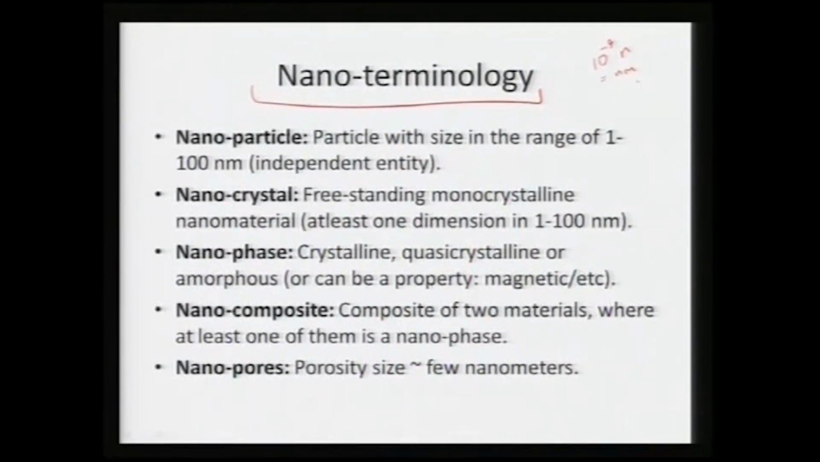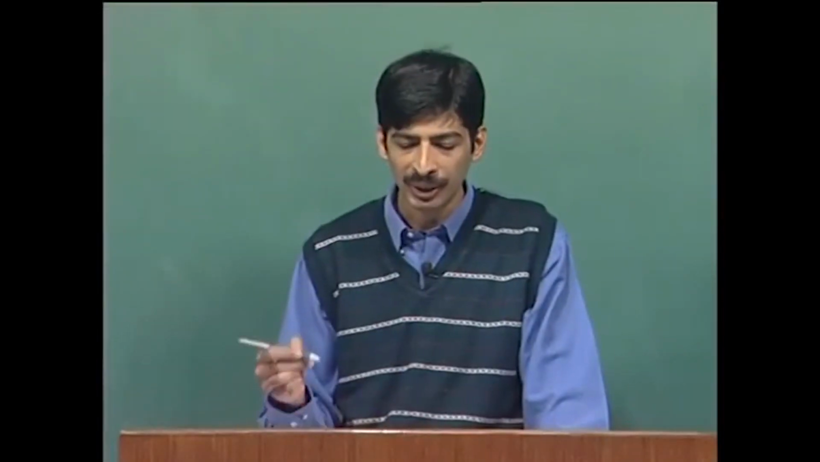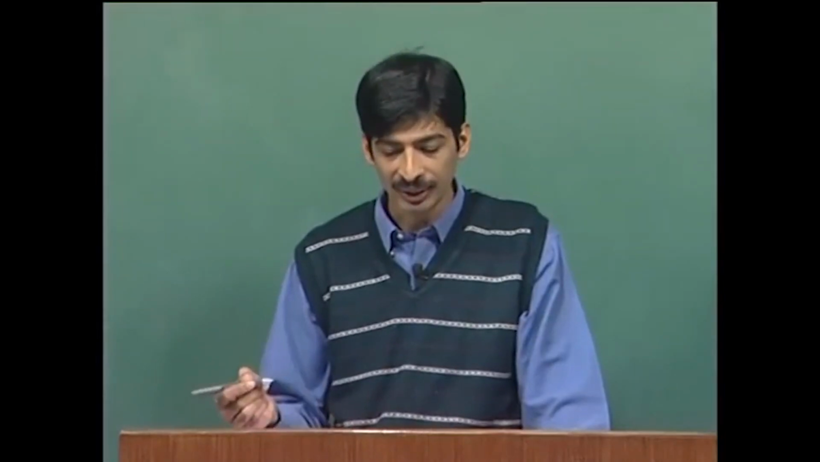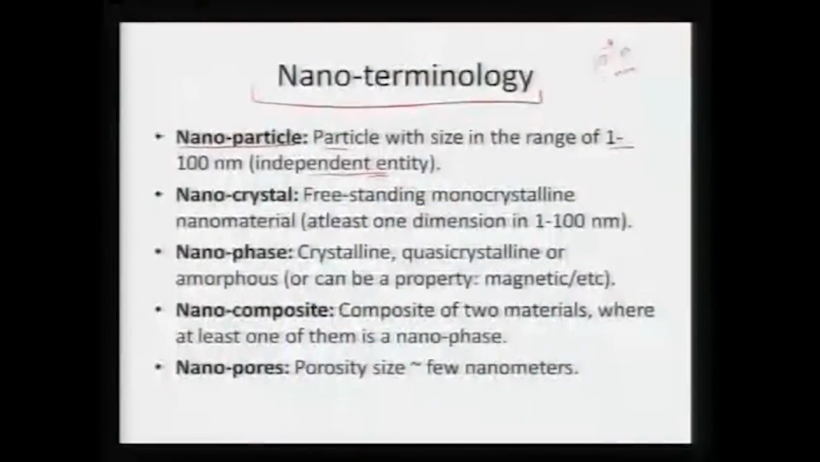But there are certain entities which we need to learn about, something like nanoparticle. A nanoparticle is nothing but a particle which has a size in the range of 1 to 100 nanometer, and it can act as an independent entity. It can always agglomerate and form much bigger units, and the individual entity will be called a nanoparticle, but it has the capability of existing on its own. So, a nanoparticle is a particle with a size in the range of 1 to 100 nanometer.